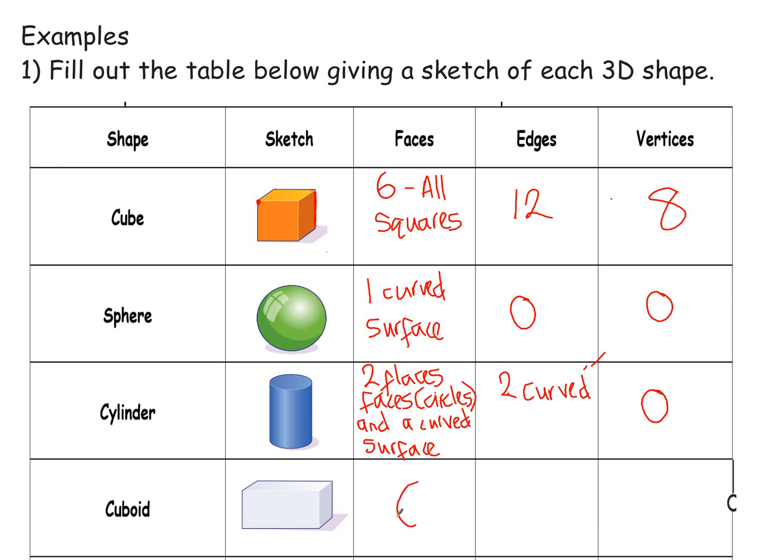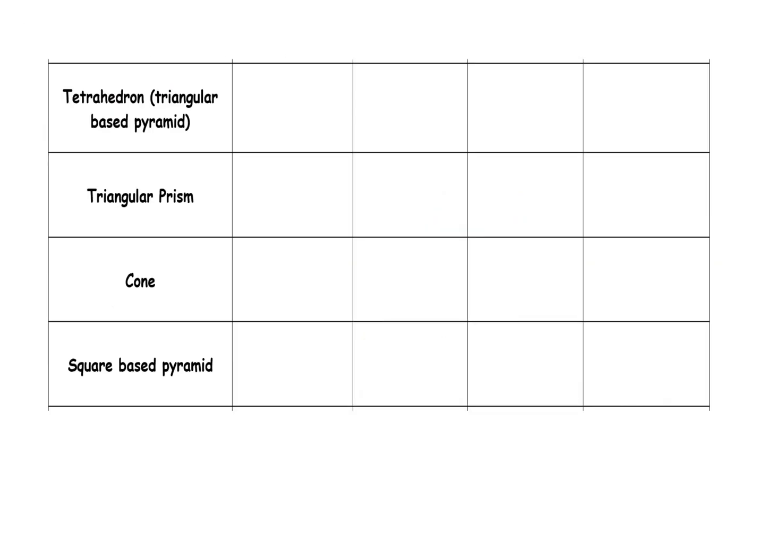So they have 6 faces, 12 edges, and 8 vertices. So please make sure that you've copied that into your big books, and then underneath that you'll be coming on and we'll continue with these 4 3D shapes. So we have a tetrahedron, which is a triangular based pyramid, triangular prism, a cone, and a square based pyramid. So the first thing that we're going to do is to draw a sketch of these. So again, with the pencil, try to draw these as best as you can.